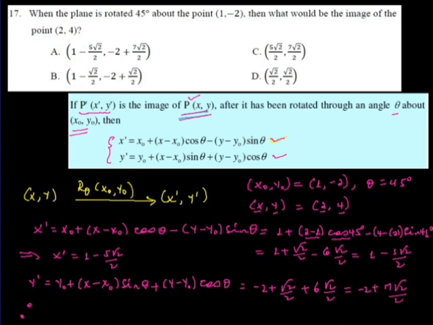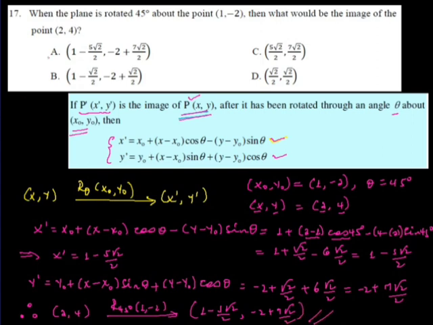Therefore, the image of the point 2, 4 under the rotation of 45 degrees about 1 comma minus 2 is 1 minus 5 root 2 over 2 comma minus 2 plus 7 root 2 over 2. Therefore, our answer will be A.